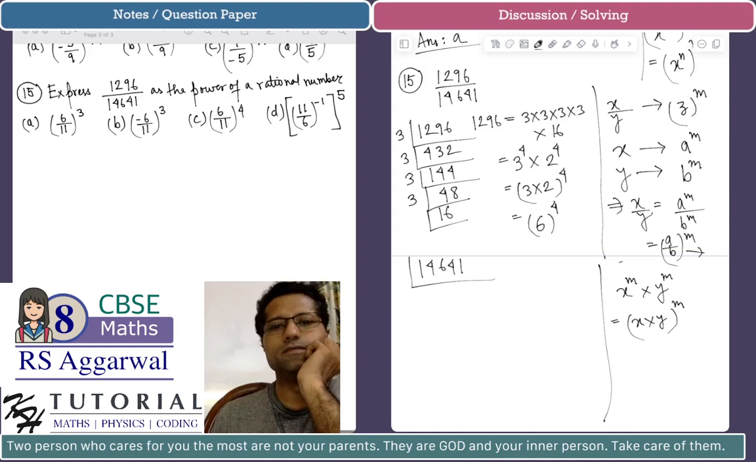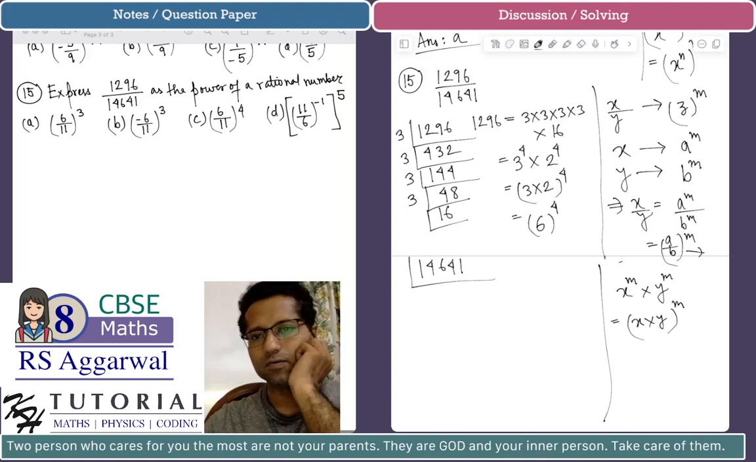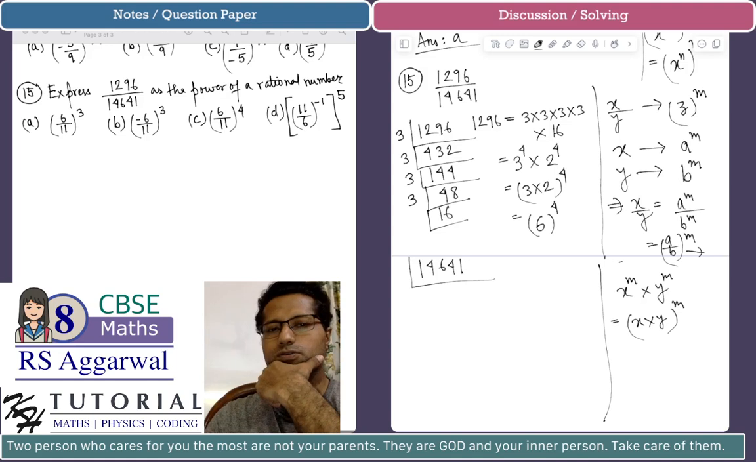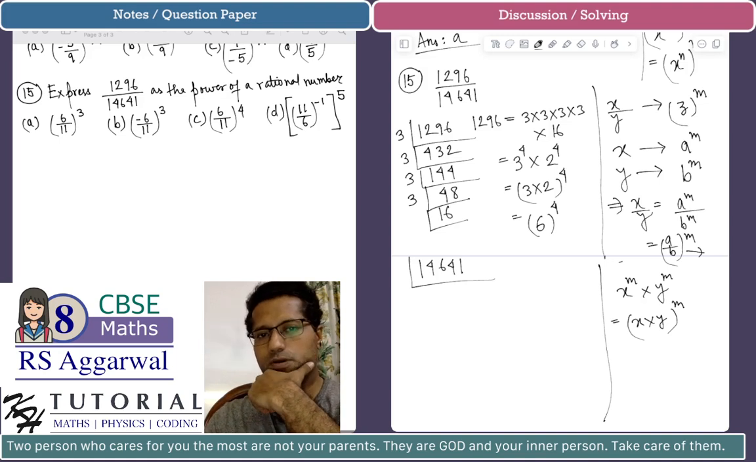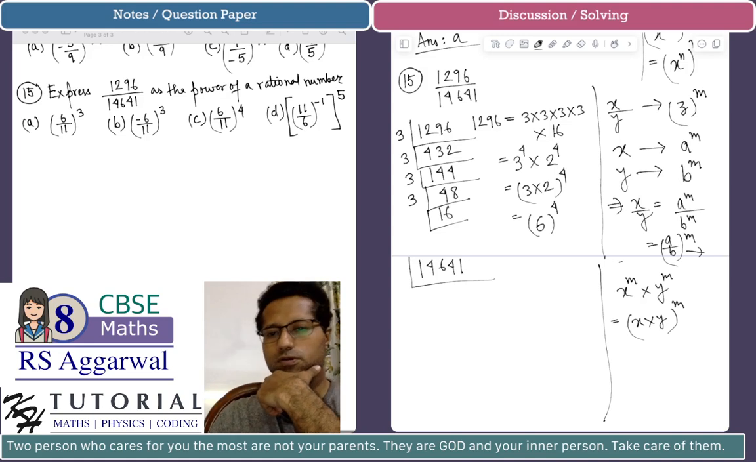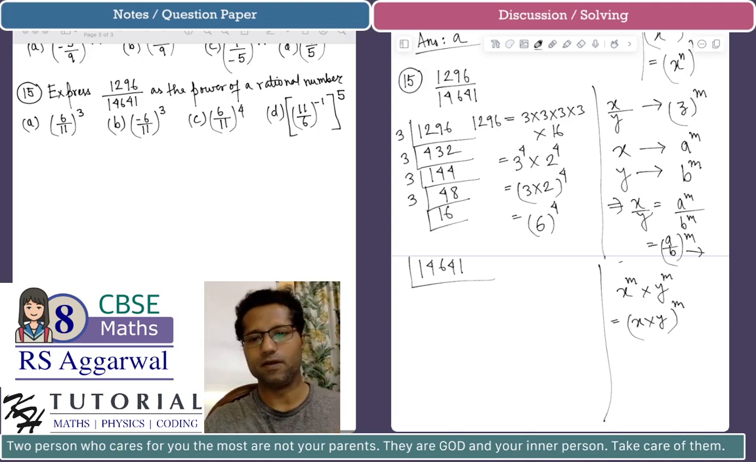Okay, one thing you can clearly see is that in many cases the choices given can give you some hint how to solve the problem, or what the answer could be. In the choices you can clearly see that in many of them the numerator and the denominator are either 6 or 11. So we have found that 1296 is a power of 6. So definitely 14641 has to be some power of 11. So definitely it will divide by 11.